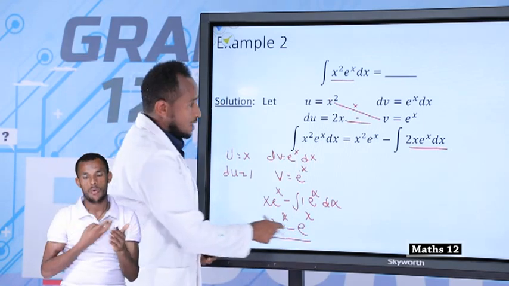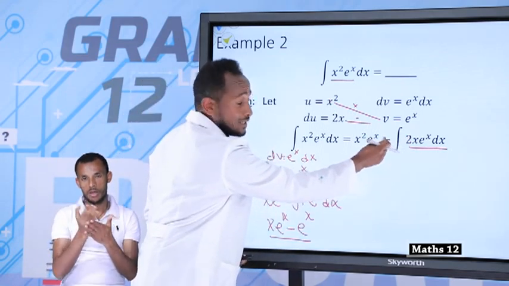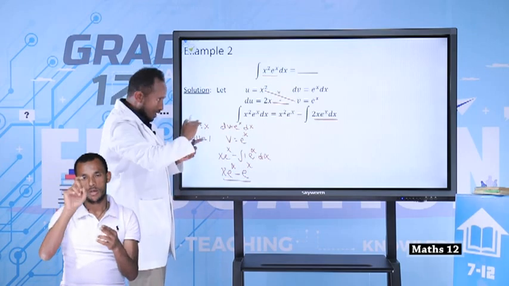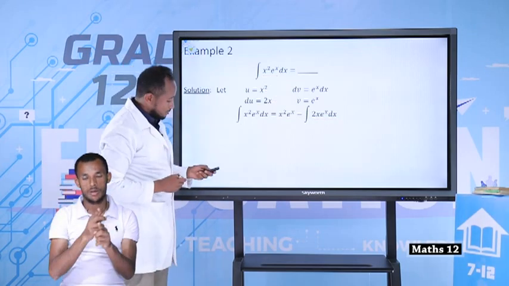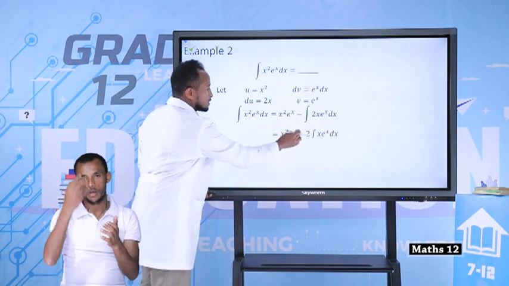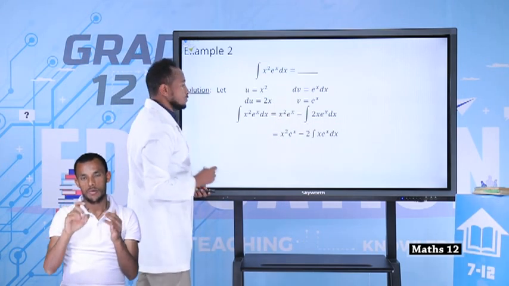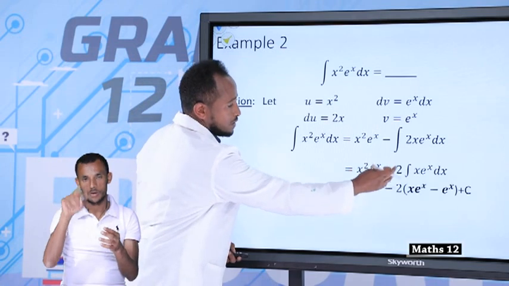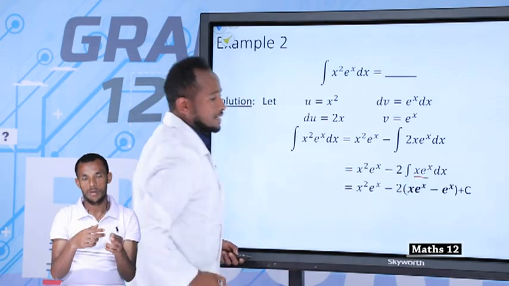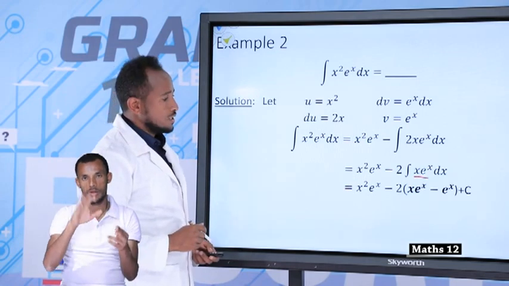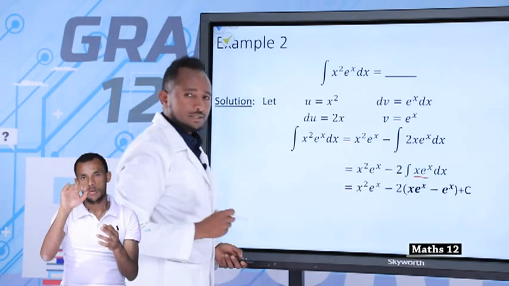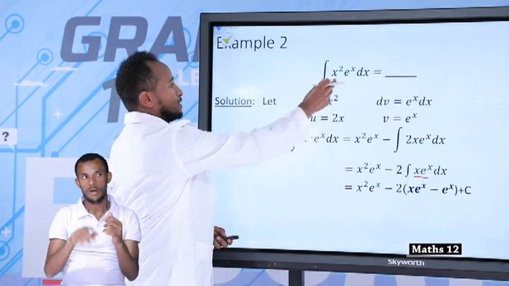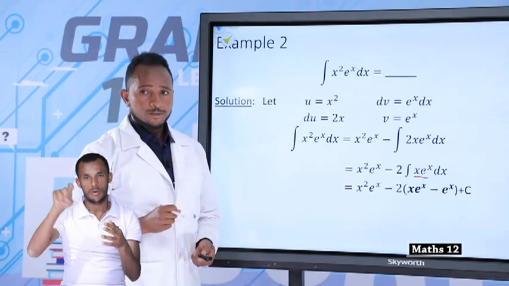Therefore, we will have this for this part only, just taking 2 outside. And so the integration of this part is x times e raised to x minus e raised to x, times 2. Therefore, you'll have x squared times e raised to x minus, you just factored out 2, the integration of x times e raised to x dx. So this is x squared e raised to x minus 2 times, we have solved this one, the integration of x times e raised to x dx, which is x times e raised to x minus e raised to x plus some constant c. So this is the final answer for the integration of x squared e raised to x dx.